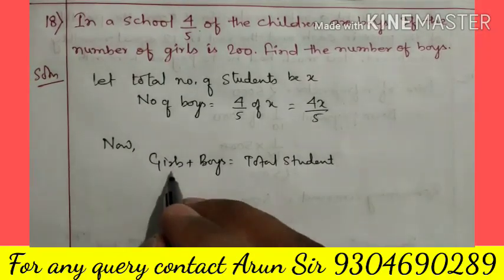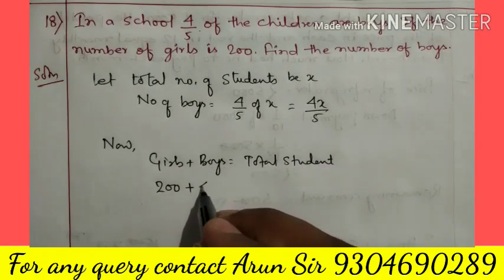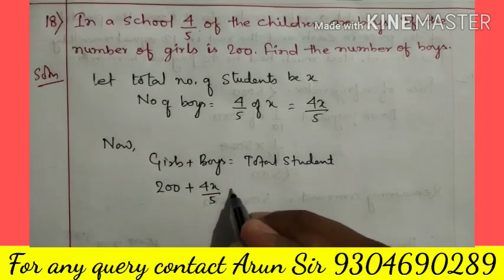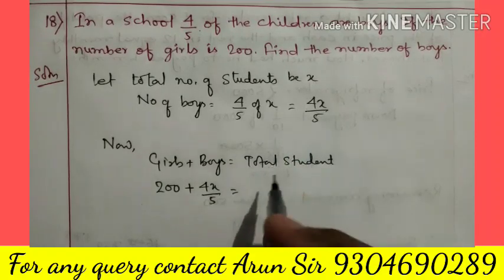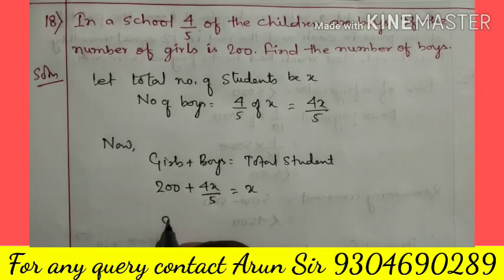Now what will we do? In place of girls, we will write the number of girls. In place of boys we will write 4x by 5, and the total students we have assumed to be x. Now 4x by 5 we will send to the RHS: 200 is equal to x minus 4x by 5.